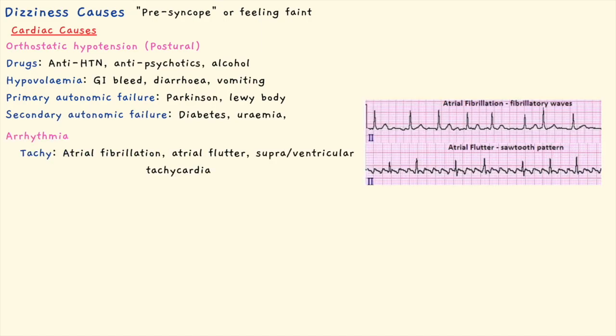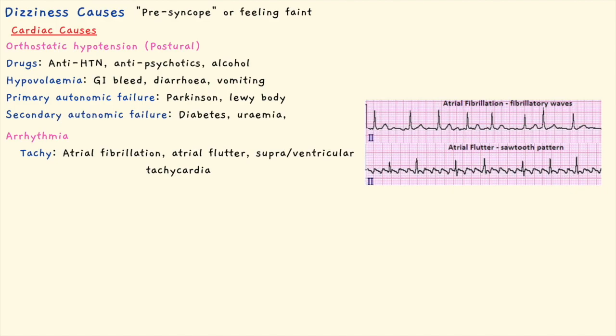There may also be arrhythmia, so if the heart isn't pumping properly, you won't be getting out enough blood, and that's why you may feel dizzy. This could be due to the heart pumping too quickly, such as in the case of tachyarrhythmias, commonly atrial fibrillation and atrial flutter shown in this ECG, such as irregular tachycardia, no P waves, and the atrial flutter has the iconic sawtooth appearance.